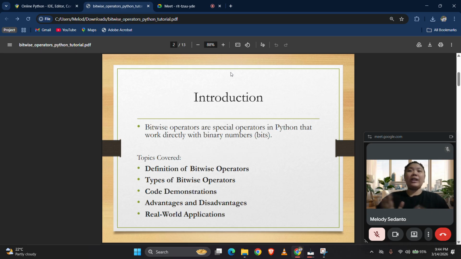So, introduction: what are bitwise operators? These are special operators in Python that work directly with binary numbers, or what we call bits. That's 0 and 1. So, what are the topics covered? We have the definition of bitwise operators, types of bitwise operators, and code demonstrations. And then the advantages and disadvantages of using bitwise operators, and also real-world applications.